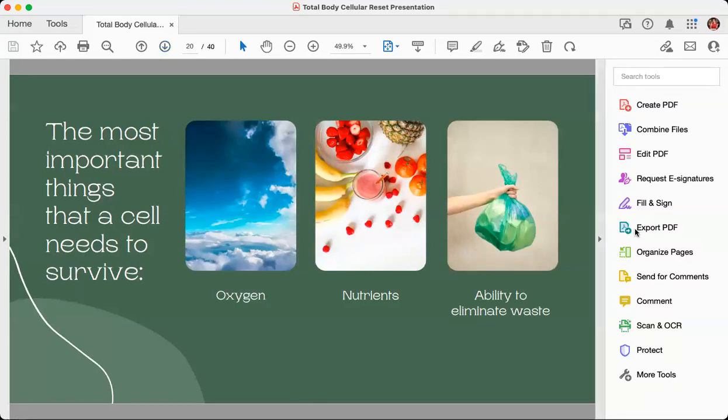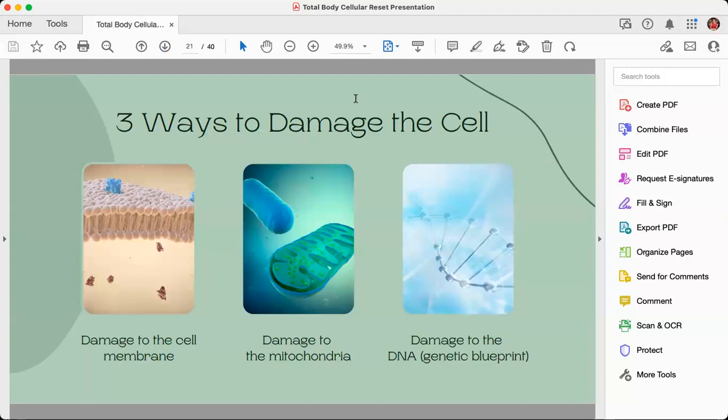So the most important things that a cell needs to survive are oxygen, nutrients, and the ability to eliminate waste. And then there are 3 ways to damage the cell. I'm sure there are more than 3 ways, but these are just the ways that we're going to talk about today. So damage to the cell membrane can be caused by GMOs or not eating enough fats. If you're not replacing your fats, then the integrity of the cell membrane is going to suffer from that. So you're going to let things in and out that shouldn't be there.